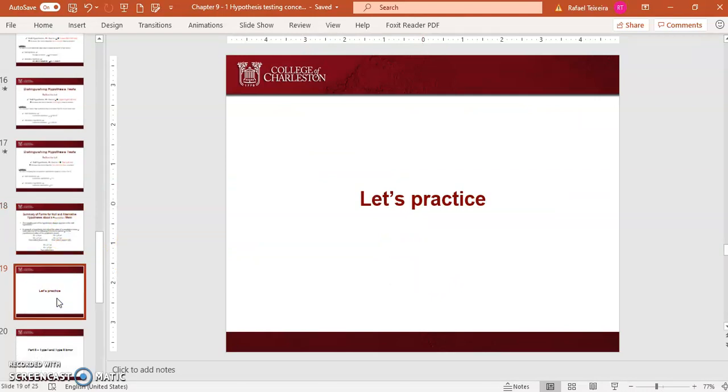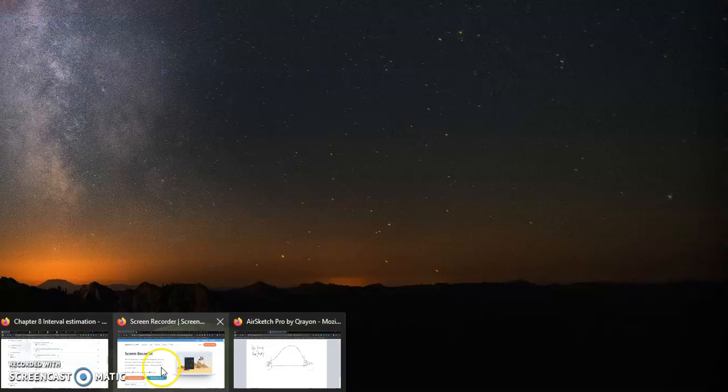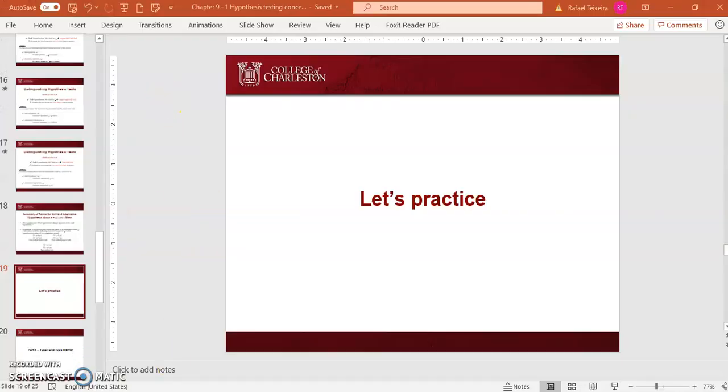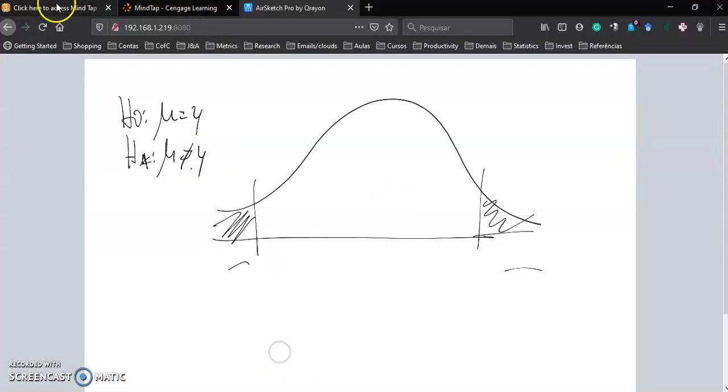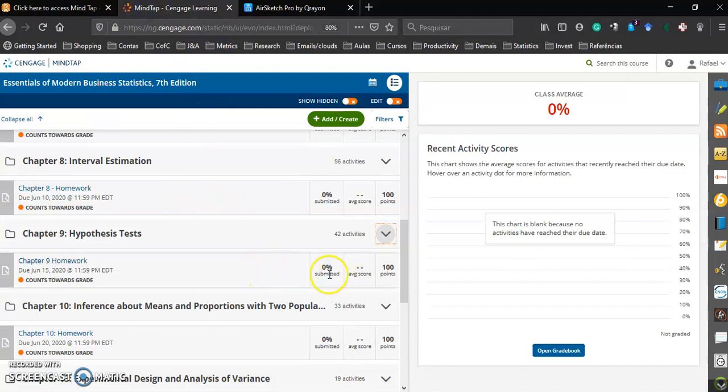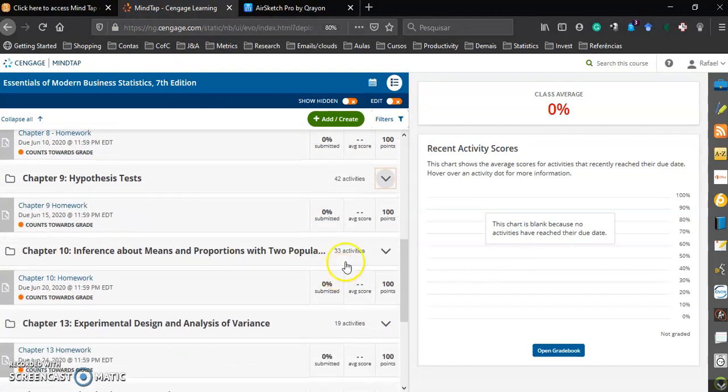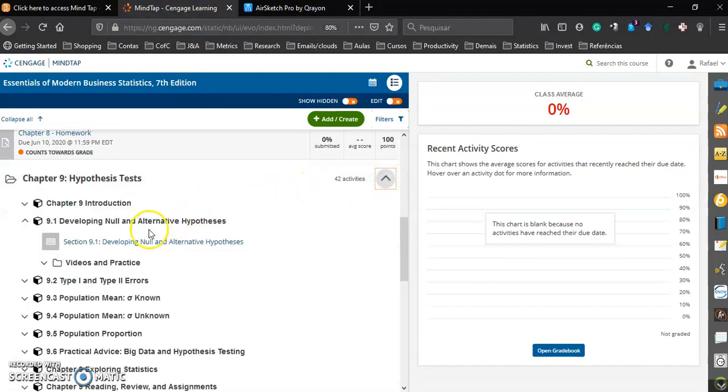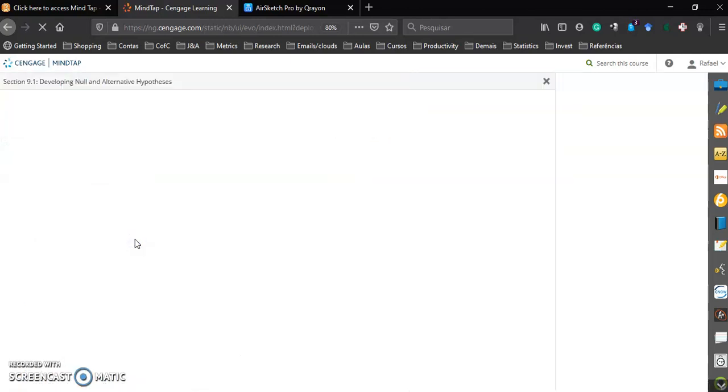Let's take a look at some examples in MindTap. Okay, let me go to the MindTap, and please use MindTap a lot. Explore MindTap. Make sure that you go over the problems and practice and practice and practice, because that's the only way to succeed and learn and do good in this class.